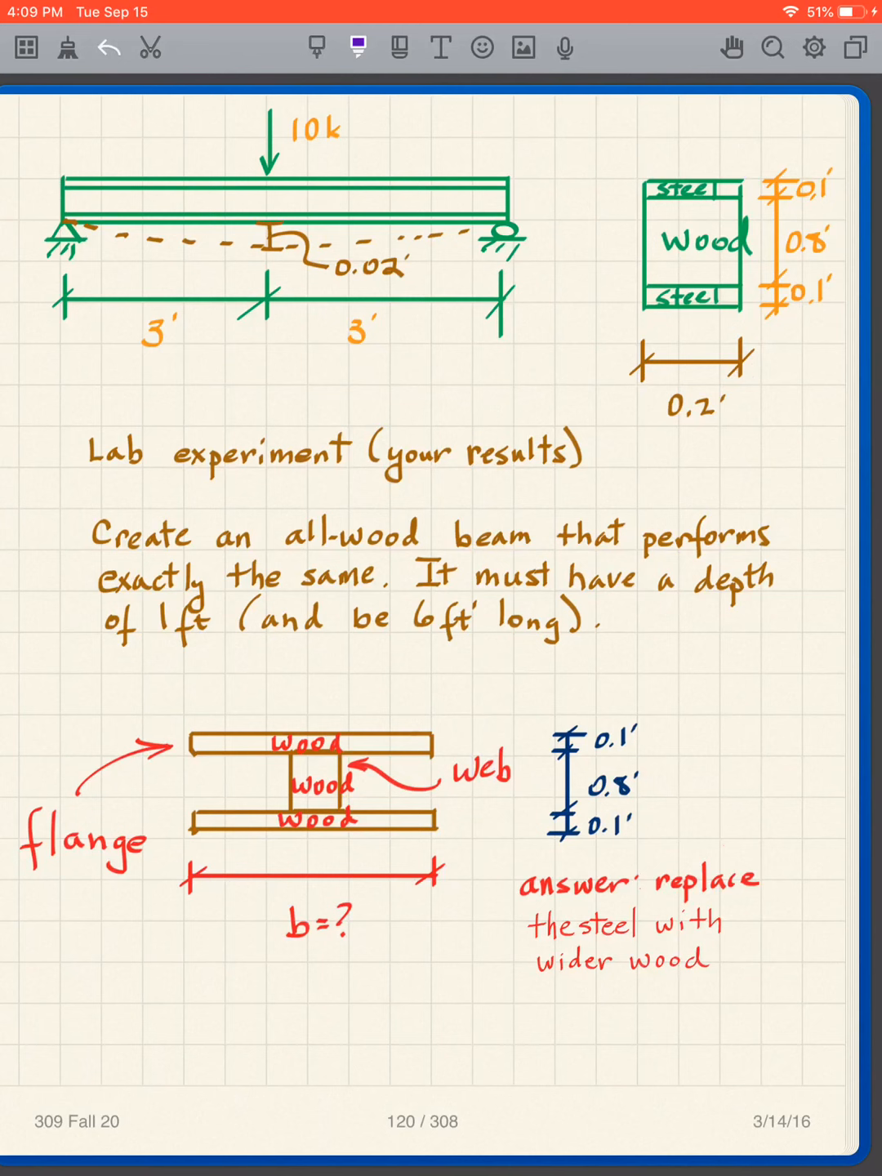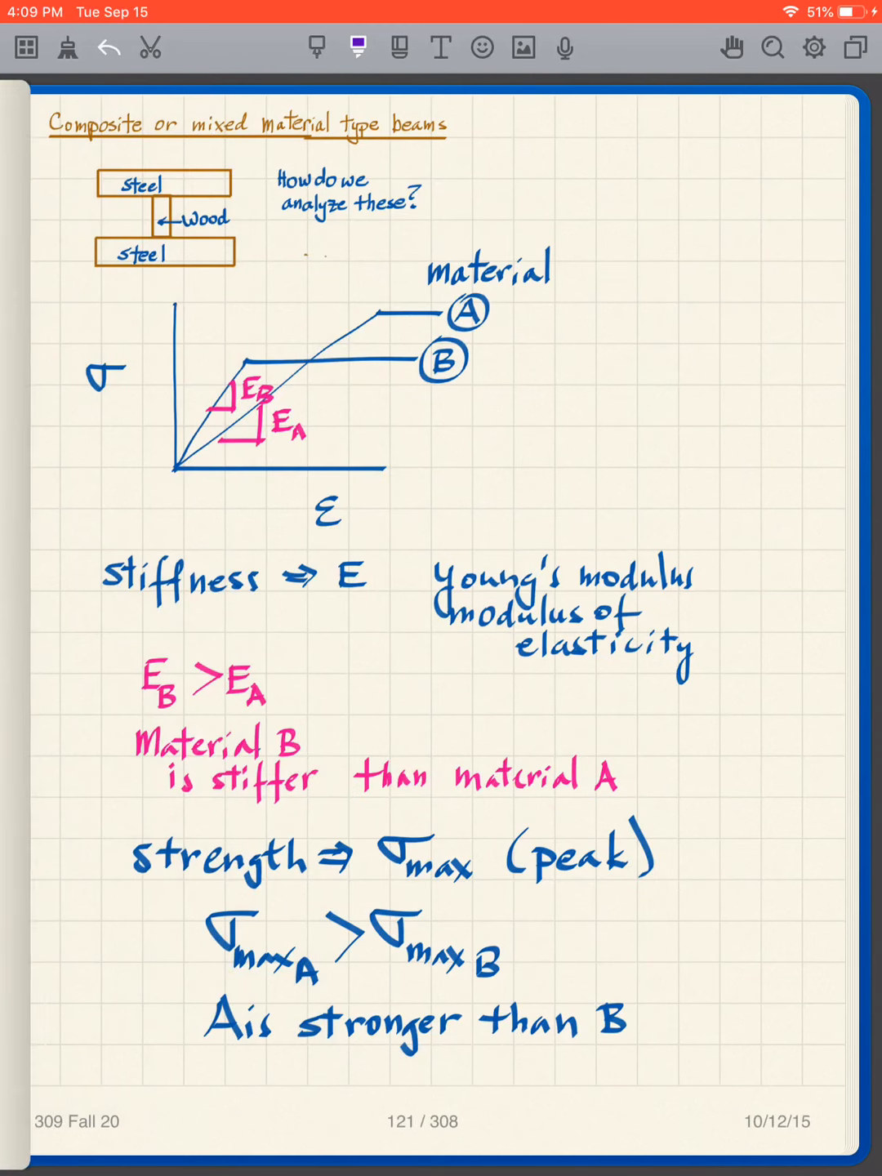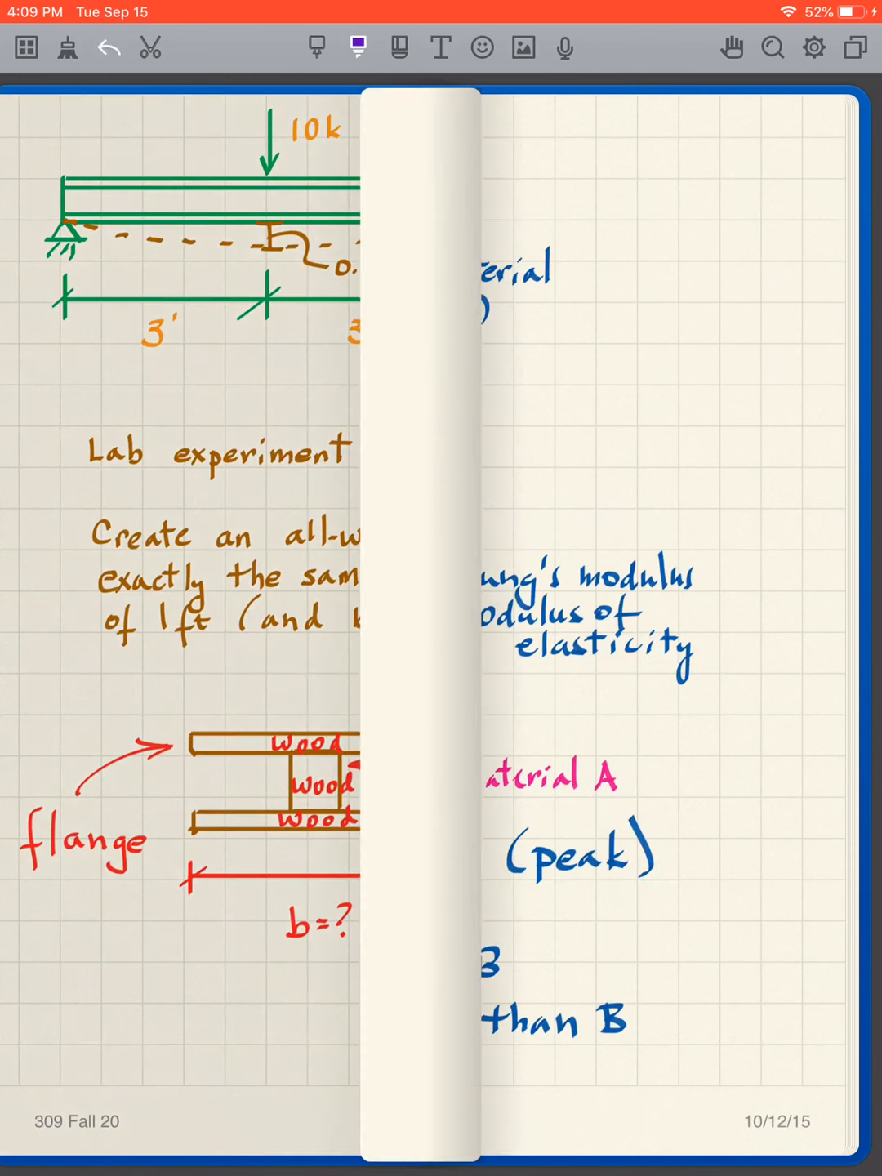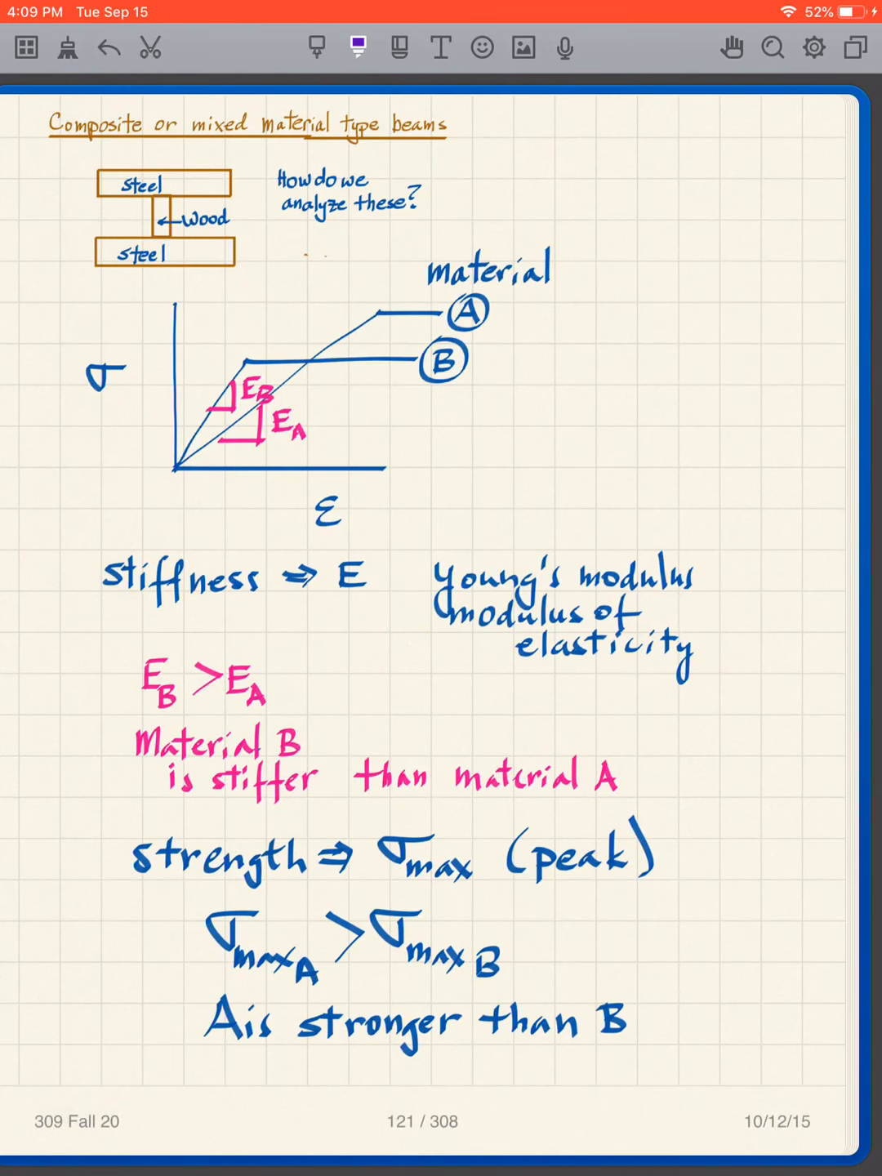Now, I'm going to go through a little derivation to come up with that. In other words, I want to know what that B is. So how can I get that B? How do I analyze something like this? That's the question. Let's think about it. First thing I want to discuss is the emphasis that you need to know the difference between stiffness and strength.